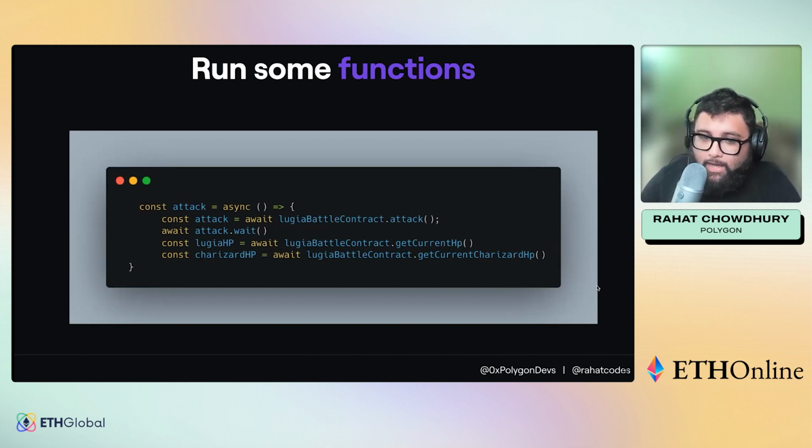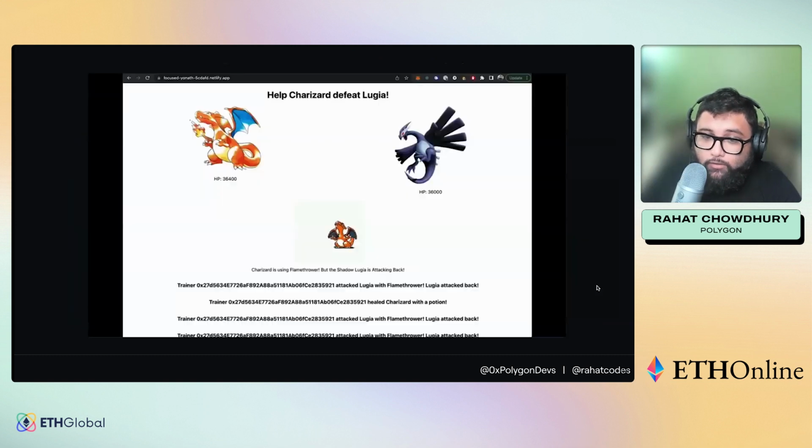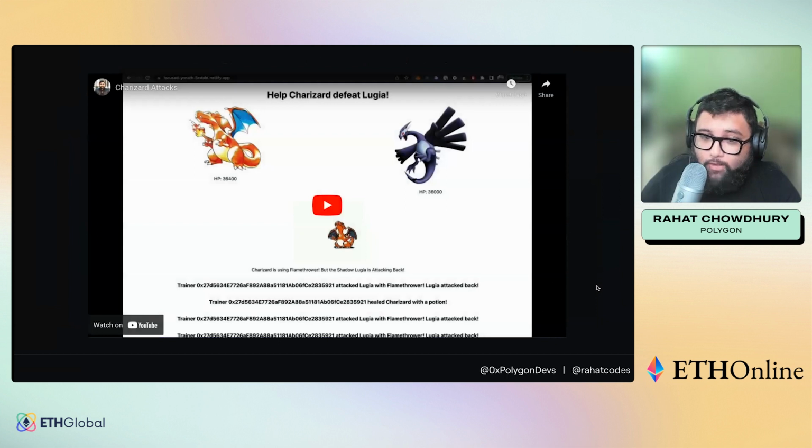So here I don't really have anything. I'm just awaiting, I'm attacking, and then getting the current HP for each of the Pokemon. But in this example, what I did was in my UI, I made sure that while we were waiting for the transaction to go through, the animation of the Charizard was starting up, right?